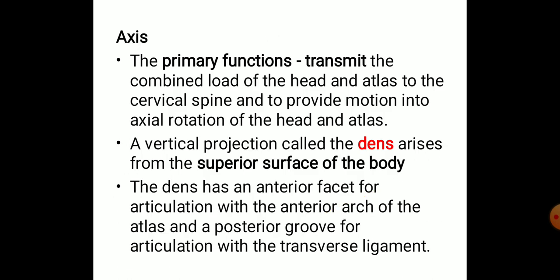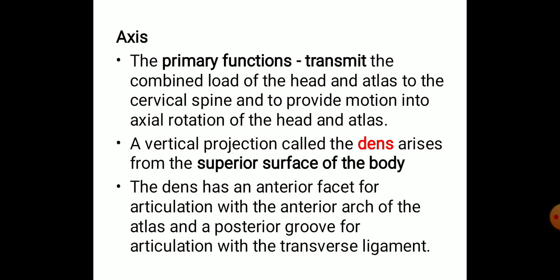So the second one is axis. The primary function is to transmit the combined load of the head and atlas to the cervical spine and to provide motion for the axial rotation of the head and atlas. The axis has a superior projection which we call the dens or odontoid process.